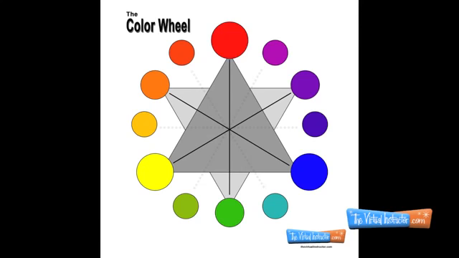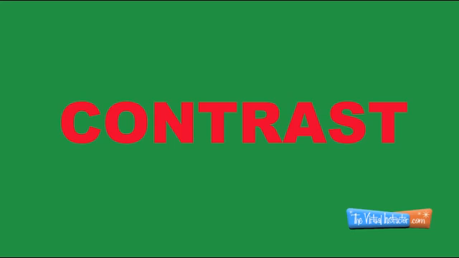Let's start with color. Take a look at the color wheel here, and you'll notice some opposites: orange and blue, yellow and purple, and red and green. We know these are complements and provide high contrast. In this example, the word contrast is presented using the complements red and green. We know they provide high contrast, but doesn't this make your eyes kind of hurt?